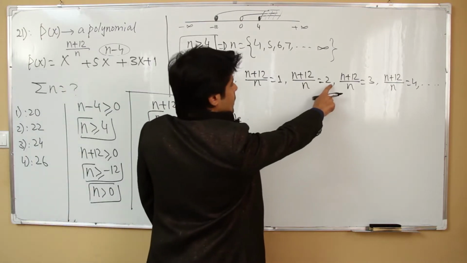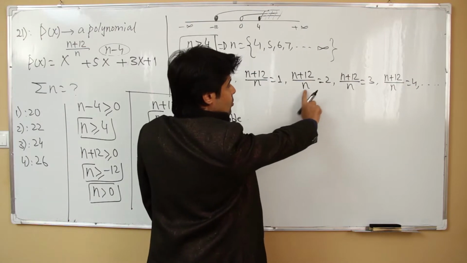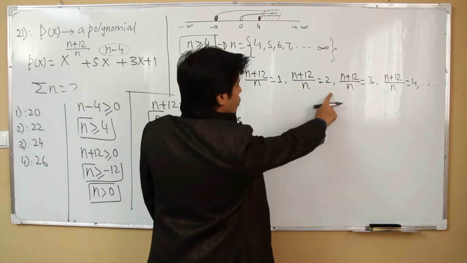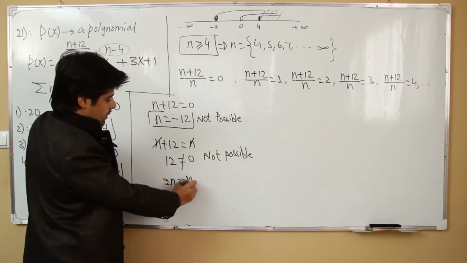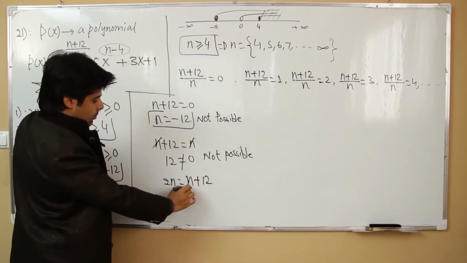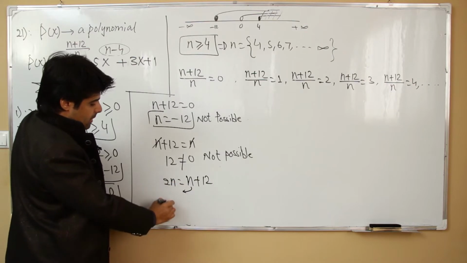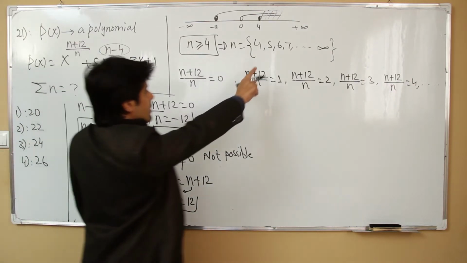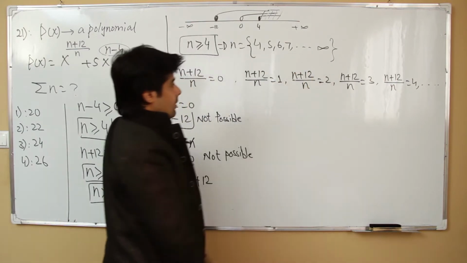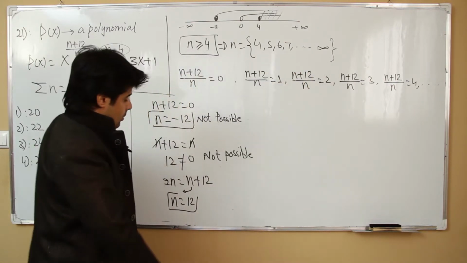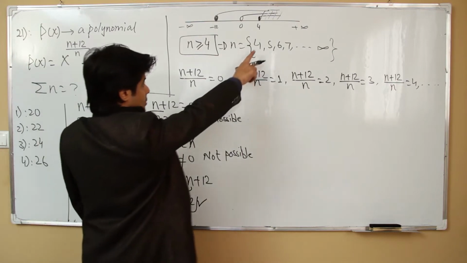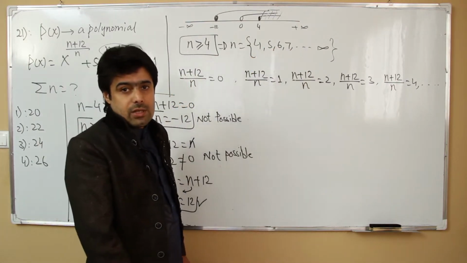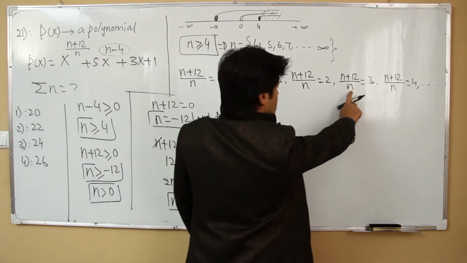This one, what is the denominator? 1. 2 times n, it's 2n, and 1 times n plus 12, n plus 12. Now put n to the left side. 2n minus n, it's n is 12. Do we have 12 in this bracket or in this set? Yes, we have. So this is possible. n starts from 4, 5, 6, 7, 8, 9, 10, 11, 12, it can take. Yes. So solve this one.